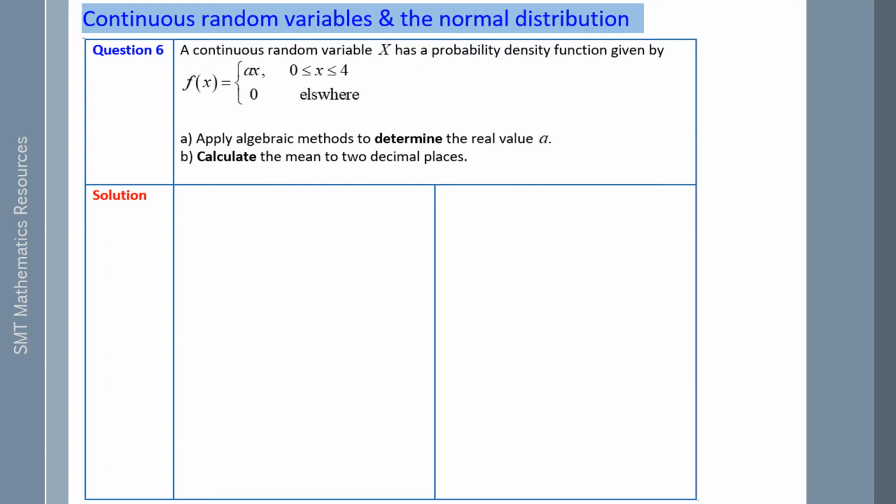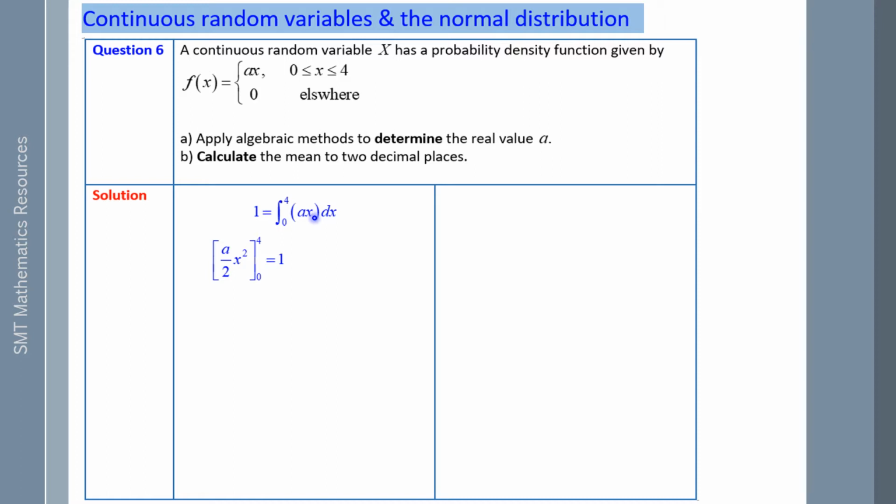Question 6. The continuous random variable x has a probability density function given by f(x) equals ax between 0 and 4 and 0 elsewhere. Apply algebraic method to determine the real value of a. We know that if this is a PDF, the area under the curve between 0 and 4 must be 1. So if we integrate between 0 and 4, we can determine a.